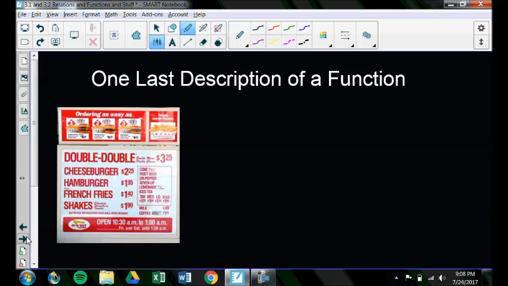Here's our last description of a function, then I'll move on. Think of it like a menu. This is the holy grail of fast food menus. This is In-N-Out. If you go to In-N-Out and order a cheeseburger, it's going to cost you $2.25. So if you order one cheeseburger, it's going to cost you $2.25, and every time you order a cheeseburger, you get $2.25 for your cost. That is going to be our inputs to our outputs.